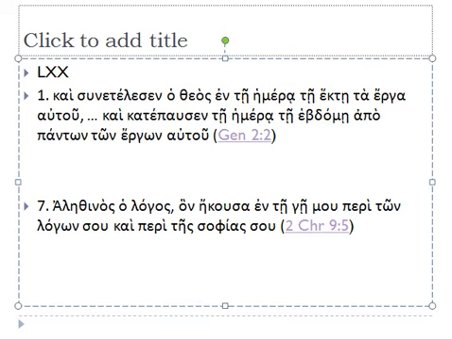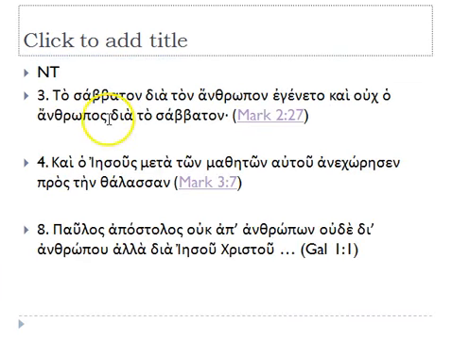That's a little tricky because it has a lot of unfamiliar vocabulary. In the New Testament section of the exercises: to sabaton dia ton anthropon egeneto, kai ou ho anthropos dia to sabaton. Key phrase here is dia, followed by the accusative. On account of this, or because of this. Dia ton anthropon, on account of a human being. Dia to sabaton, on account of the Sabbath.